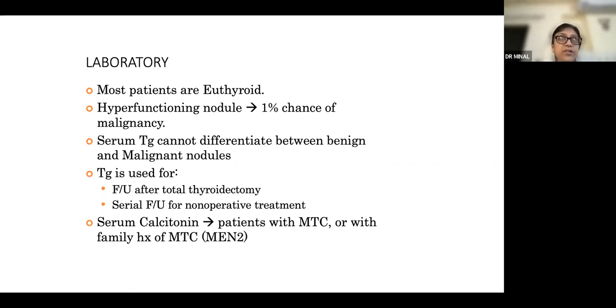So most of the patients come out to be euthyroid. If it is a hyperfunctioning nodule, then the chances of malignancy decrease further. Most commonly, it is just 1% of the total hyperfunctioning nodules which are ever malignant.